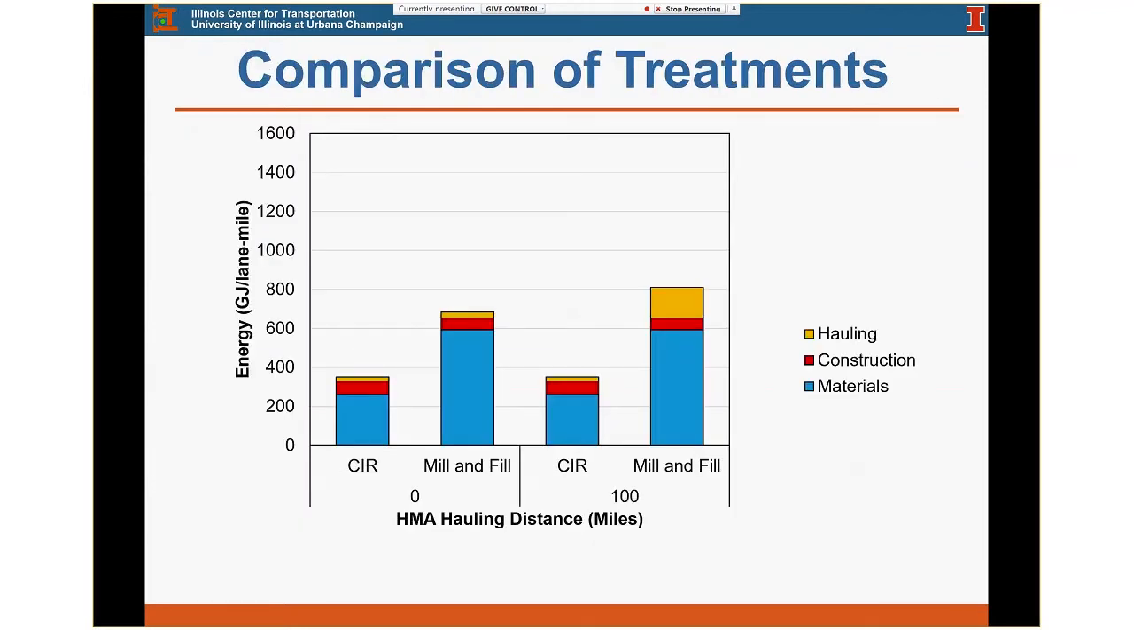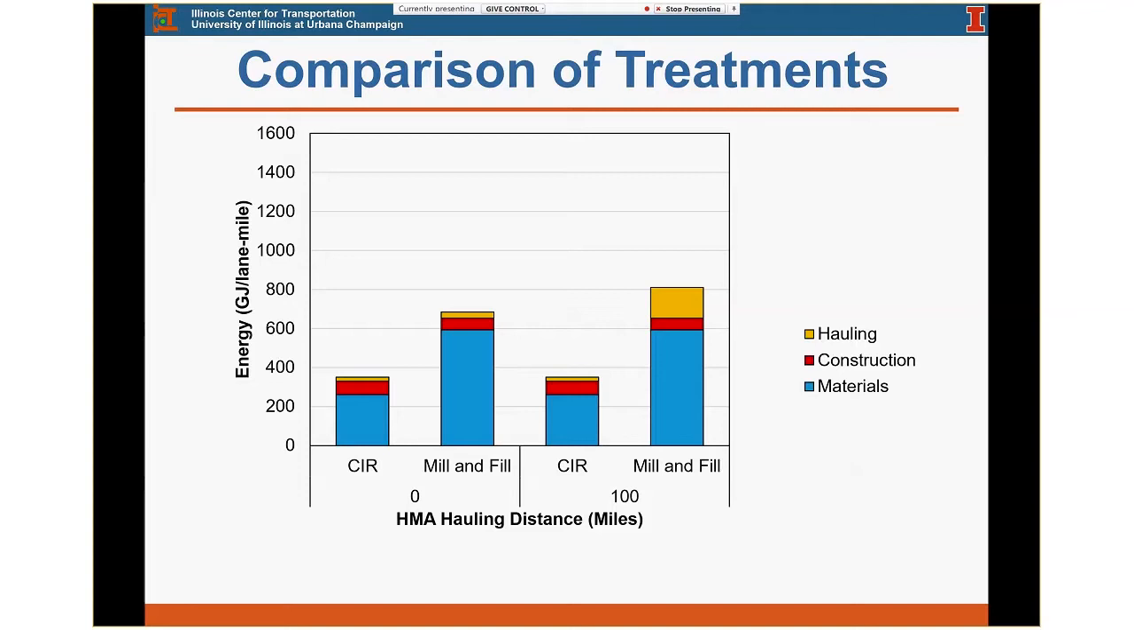And this is just an initial result, a quick look at how the conventional treatment compares to cold-in-place recycling. This is the energy consumption per lane mile for each treatment. And this is the cold-in-place recycling, and the blue bars are the impact related to materials, the red is the construction, and the yellow is the hauling. This is the case where we have 0 distance of hauling. So in here, even though the distance is 0, we have quite a bit of saving with the cold-in-place recycling.